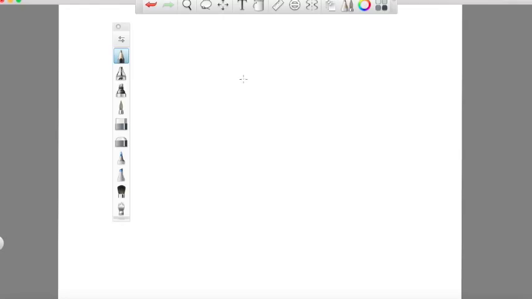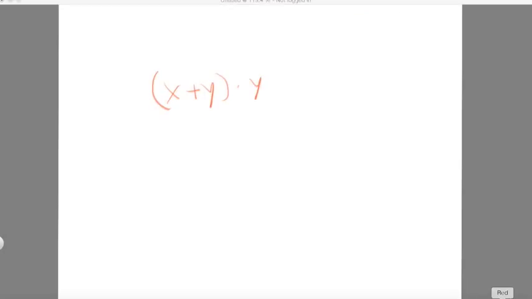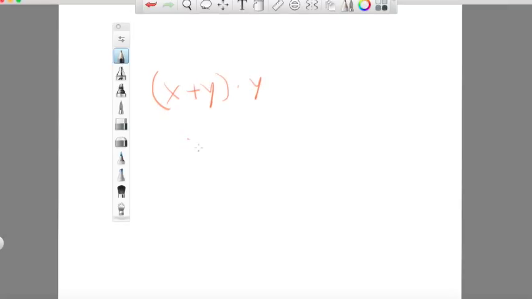Right, let's continue to the next part, which is about actual polynomials. Suppose we have x plus y, all of it times y. So we have xy plus y squared, right?